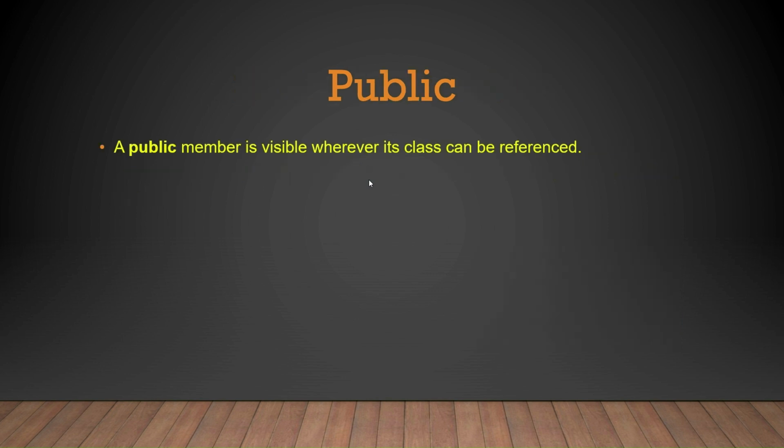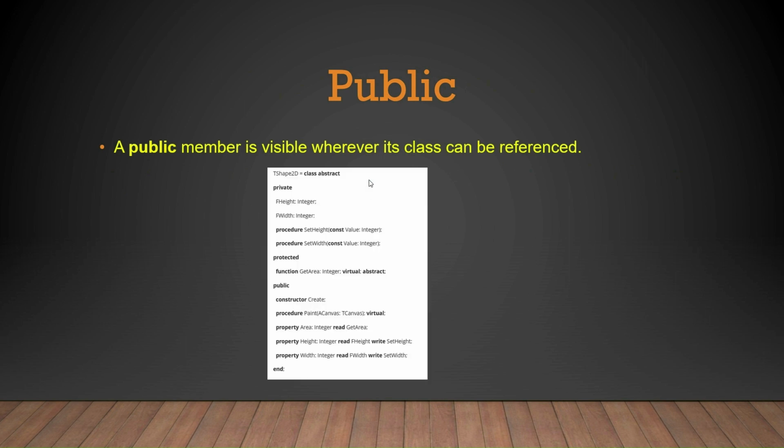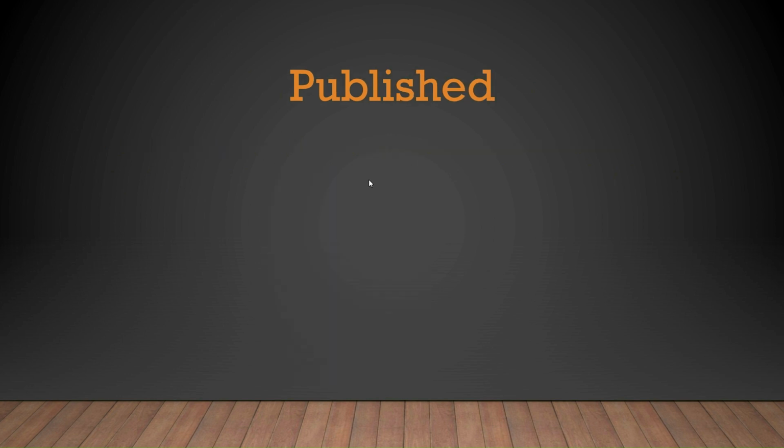Now we'll talk about public. Public members are visible anywhere a class can be referenced. So this is how we declare public access specifier members.